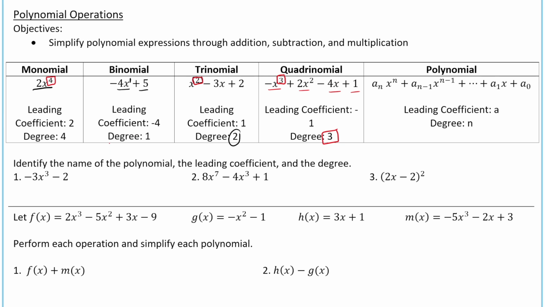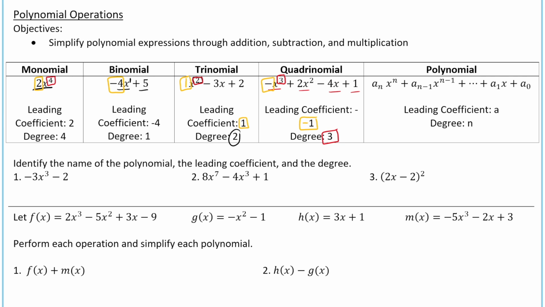For the leading coefficient, that is the number that is in front of the leading term. So 2 is the leading coefficient for our monomial. For the binomial, the leading coefficient is -4. For the trinomial, the leading coefficient is 1. And the quadrinomial has a leading coefficient of -1 because we have a negative out front of the x cubed.